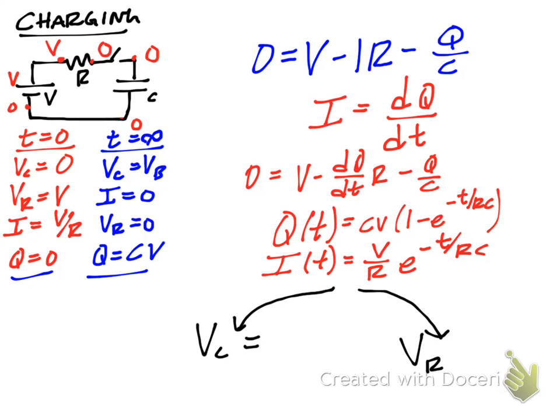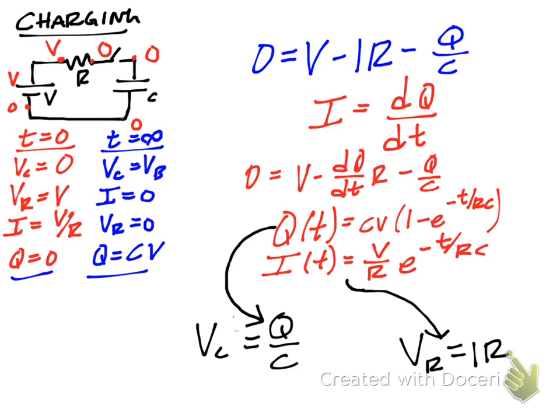The voltage of the capacitor is a function of Q. The voltage of the capacitor is Q over C. So if I wanted to get the voltage of the capacitor, we would take the charge as a function of time and plug it in there, over C. Voltage of the resistor, that's Ohm's law, that's I times R. So we would take our current as a function of time, multiply it by the resistance to give us that. Okay, this is what a charging circuit looks like.